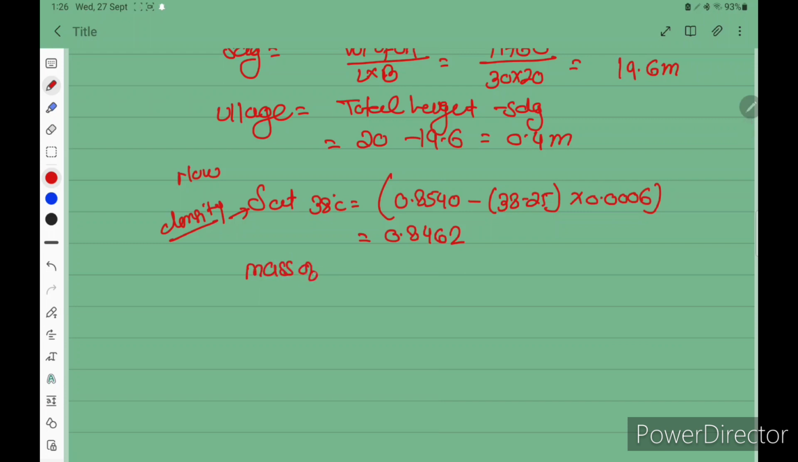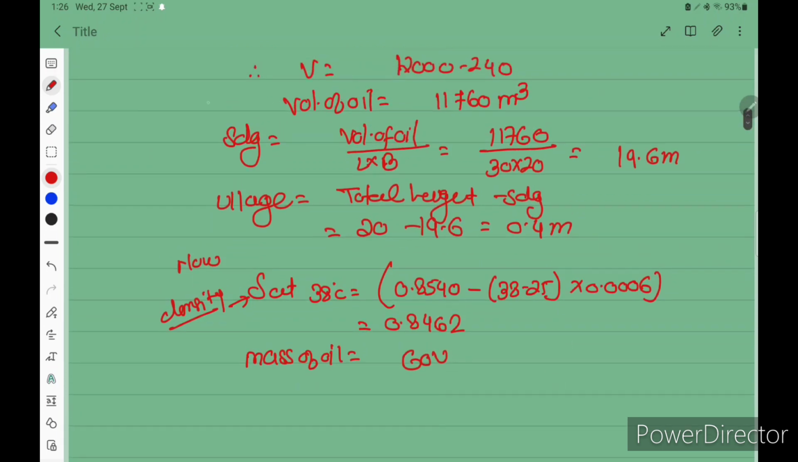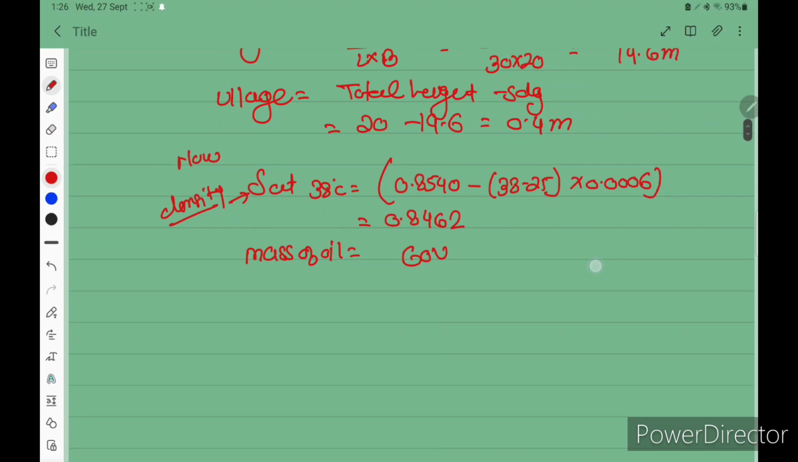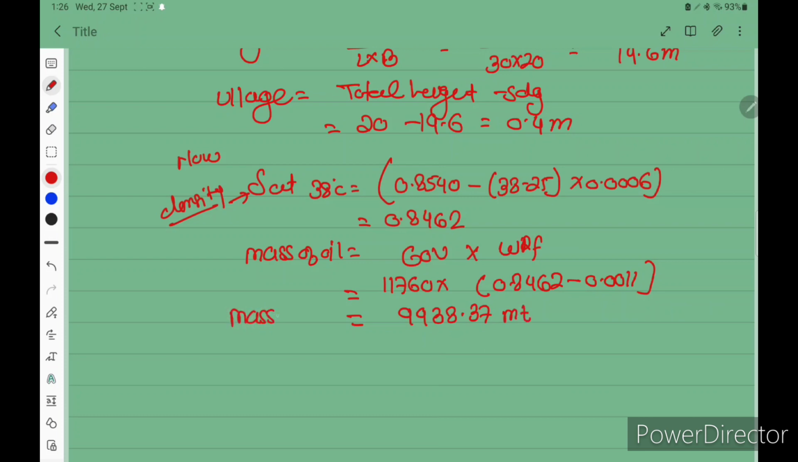Now mass of oil is equal to GOV, so this is called GOV, into weight reduction factor. So 11760 into density 0.8462 minus 0.0011, which is the weight reduction factor. So multiplying, we get 9938.37 metric ton of mass of oil. So this is the first part of the numerical.